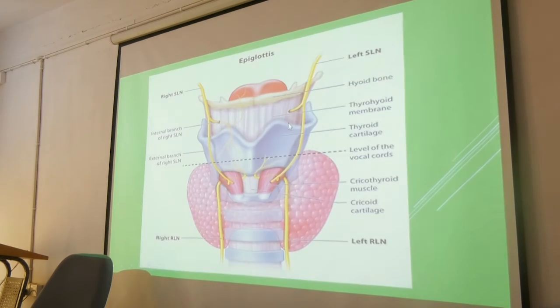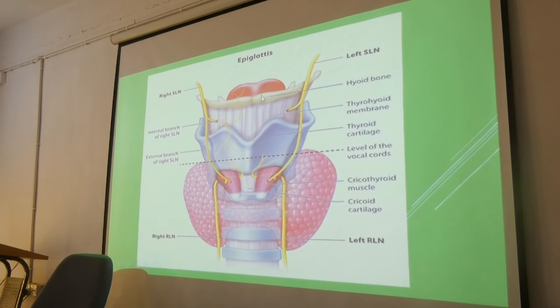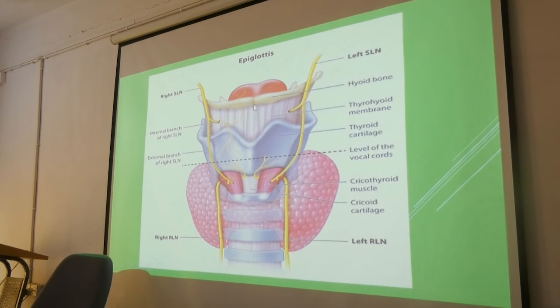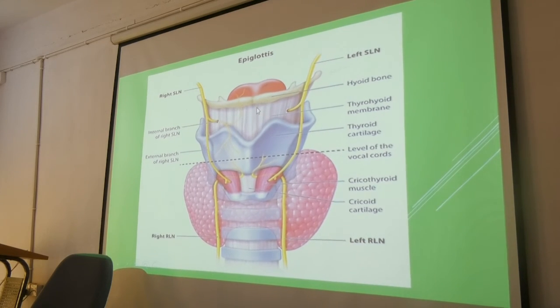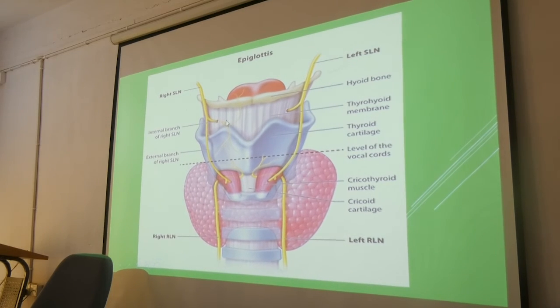Okay, so see here, what are the things we could see? First one, what is this? This is the epiglottis, right? What is this membrane? From thyroid cartilage to hyoid bone, thyroid membrane. So see which structure is piercing here. This is the MCQ.